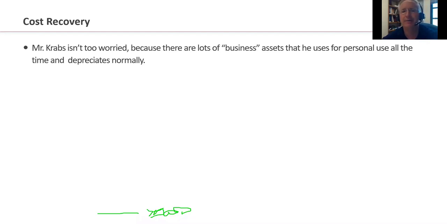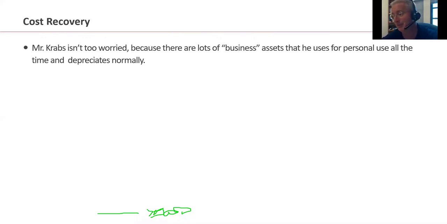All right, so Mr. Krabs isn't too worried. He says, you know what? There's a lot of business assets that I use for personal use, right? I use them all the time, but I use them frequently for personal use, and no one ever says anything to me, right? Because it's so hard to audit, right? How much did I use my business laptop for work?